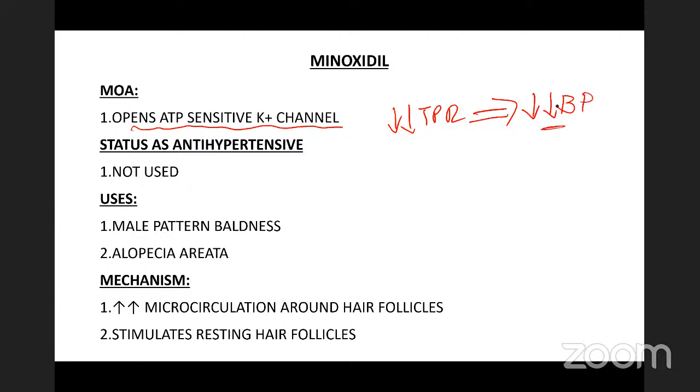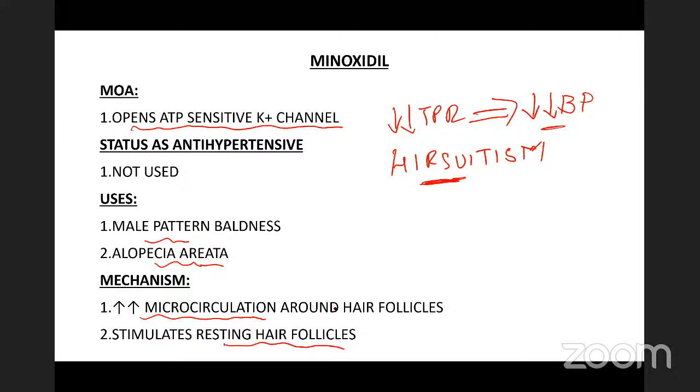One of the most important side effects of minoxidil is hirsutism. That is utilized in the treatment of male pattern baldness and alopecia areata. How does it cause increased hair growth? By opening the potassium channels, it increases the microcirculation around the hair follicles, and also by direct stimulation of the resting hair follicles, it promotes hair growth, which can be utilized in treatment of male pattern baldness and alopecia areata.